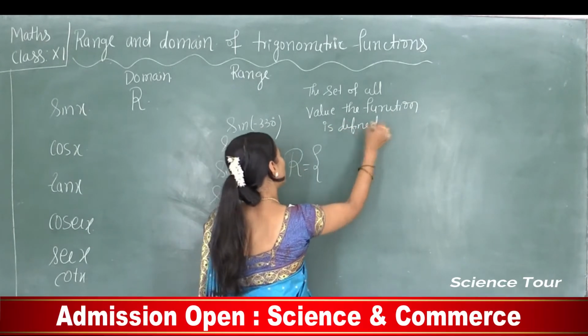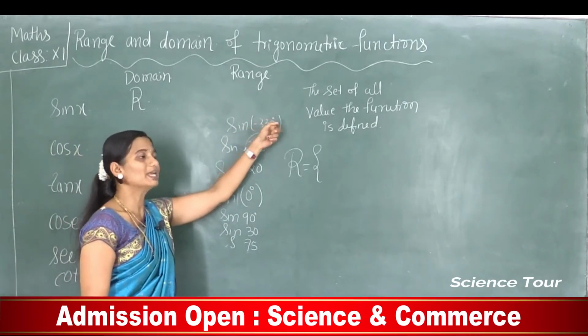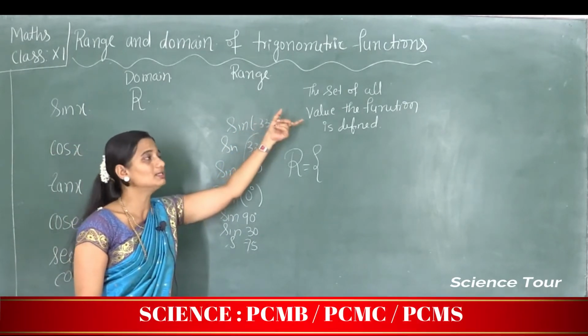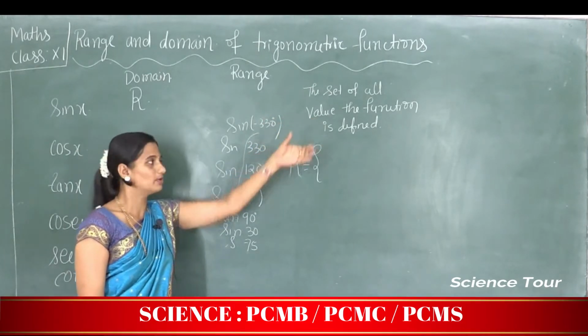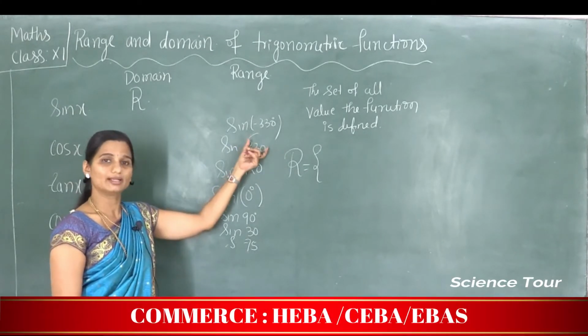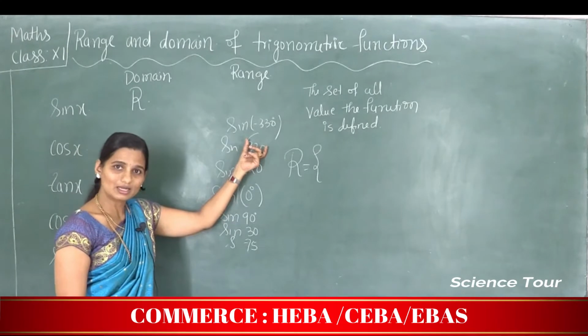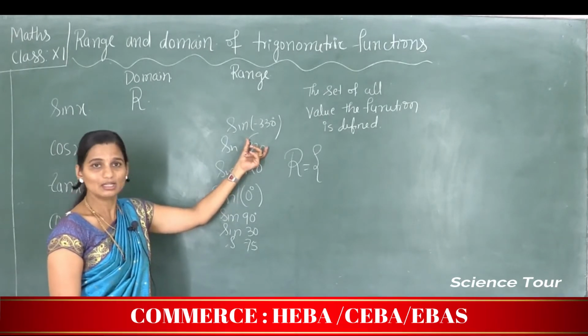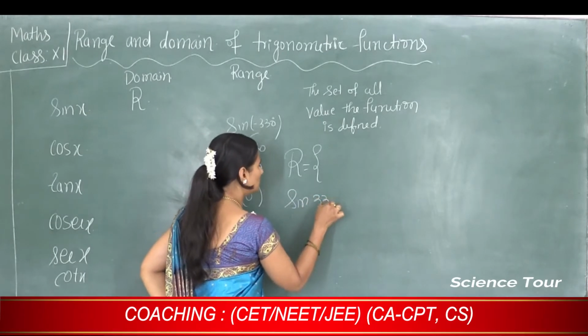This is called the domain. So now for sine of minus 330, is it defined? Yes, there is some value. Sine of plus 330, you know how to write this 330, right? Is this 330 a standard angle? No. Now how to find whether that is defined or not? We will see. 330 degrees.